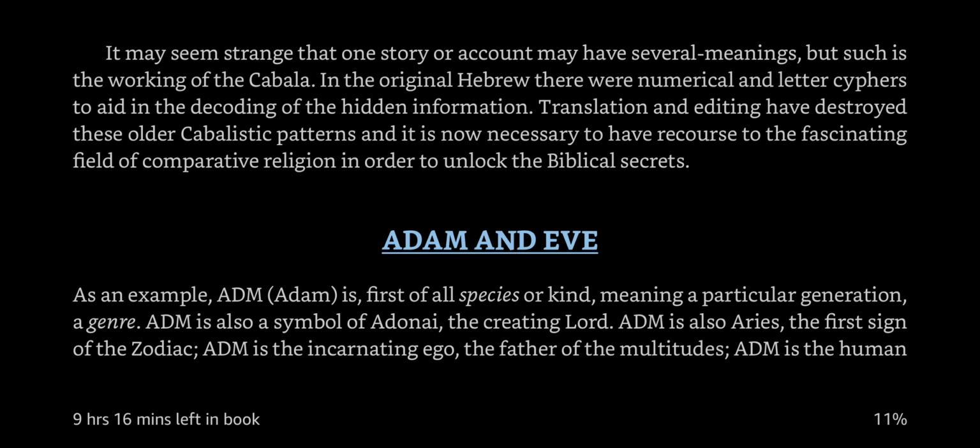Adam and Eve. As an example, ADM, Adam, is, first of all, species or kind, meaning a particular generation, a genre. ADM is also a symbol of Adonai, the creating Lord. Adam is also Aries, the first sign of the zodiac. Adam is the incarnating ego, the father of the multitudes.